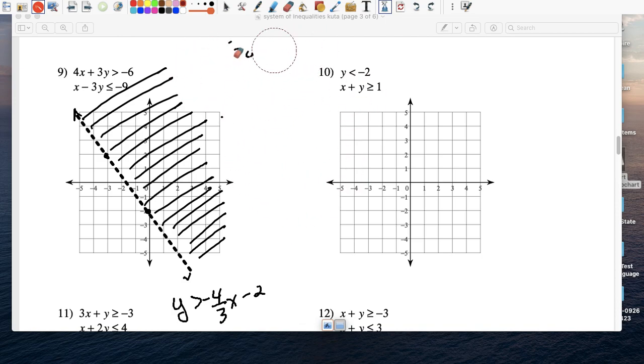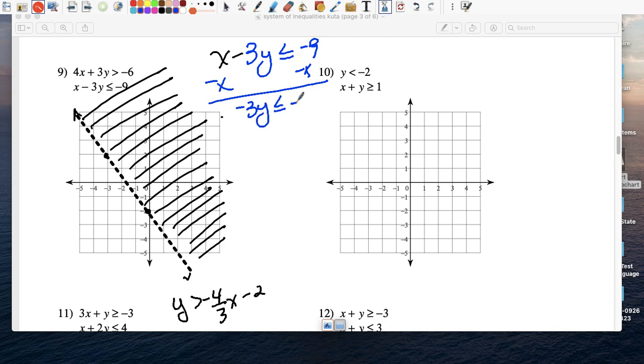Right. Second inequality, change colors. x minus 3y less or equal to -9. Minus x on both sides. Minus 3y less or equal to -x minus 9. Divide by -3, divide by -3, divide by -3. Because we divided by a negative number, I'm going to flip the inequality the other way. So we get y is greater or equal to 1 over 3 x, plus 3. Y-intercept is 3, positive 3.